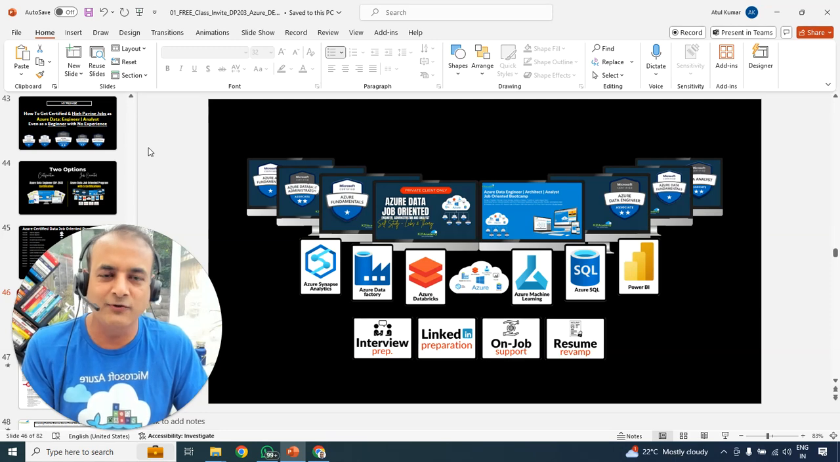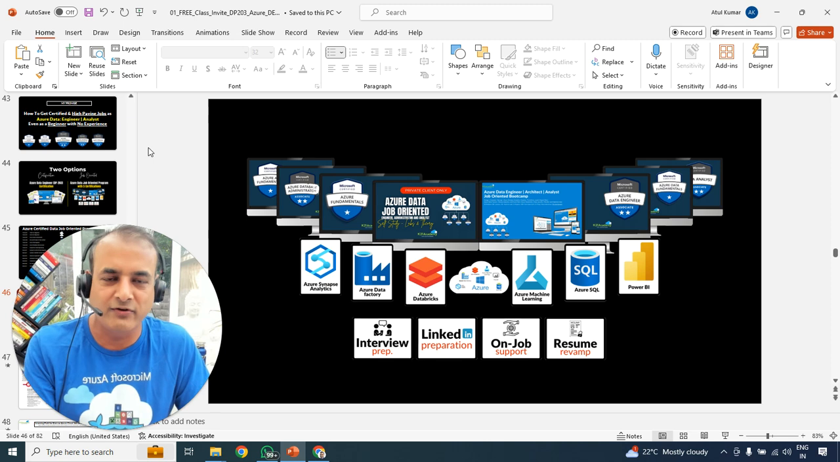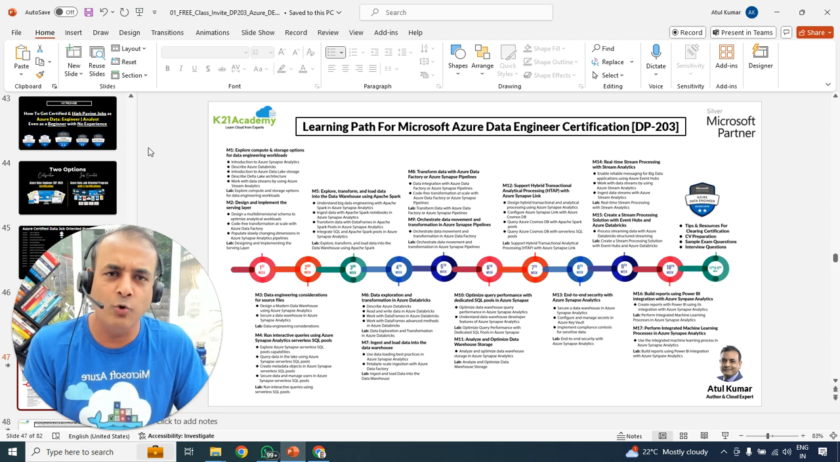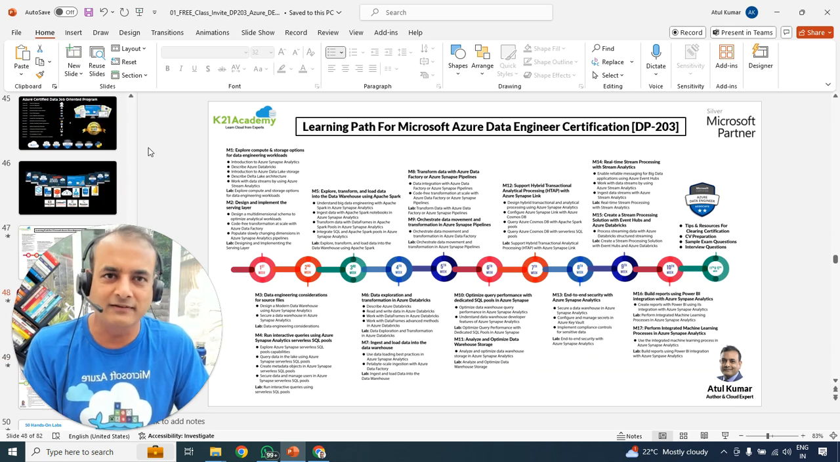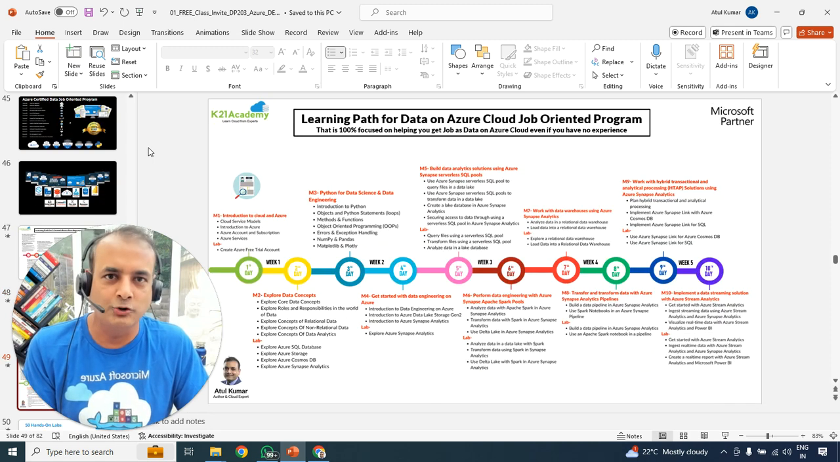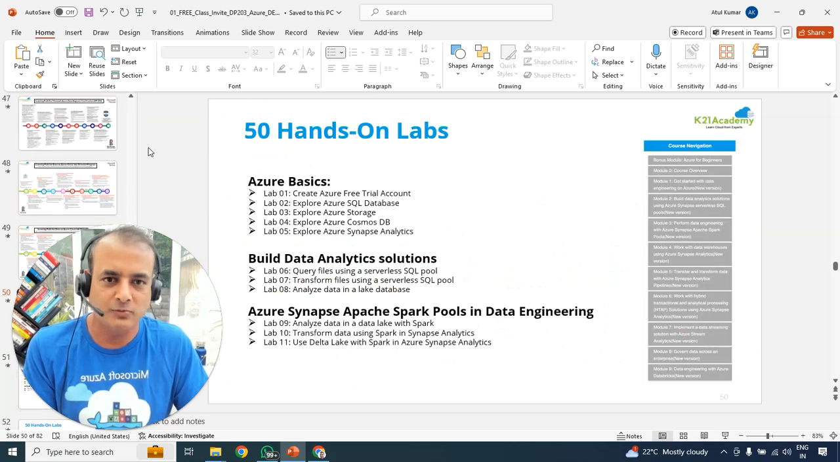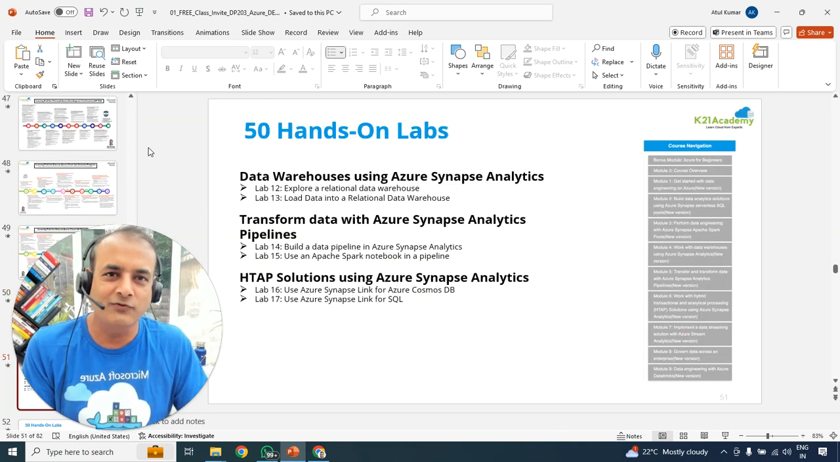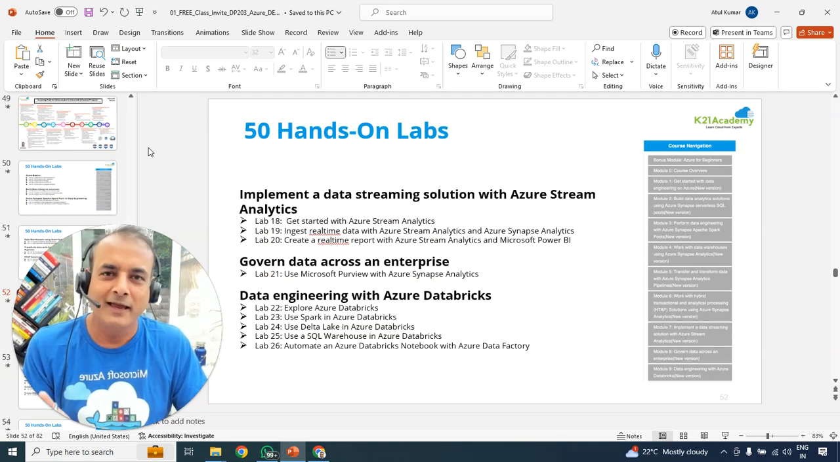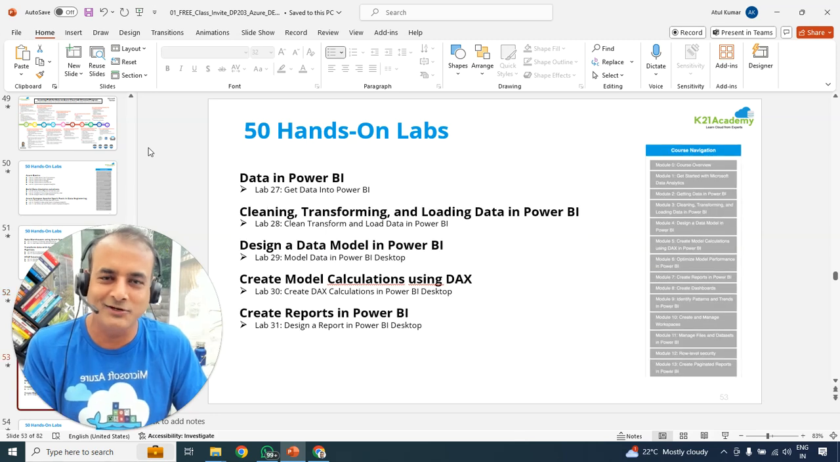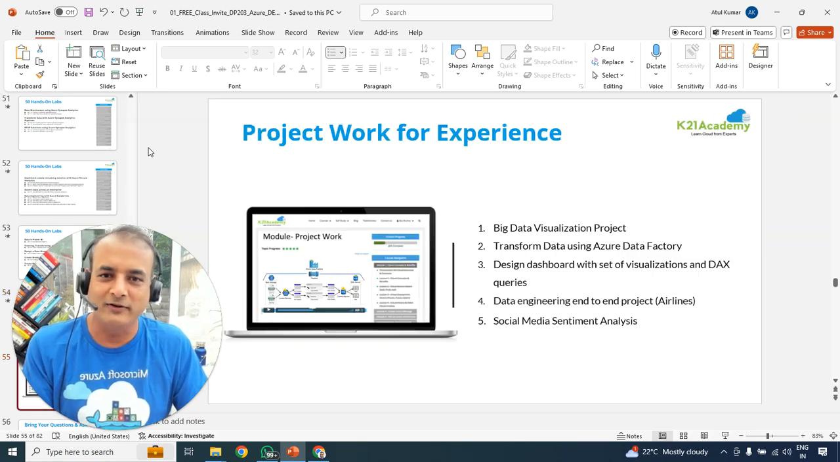This is not for everyone, only for a handful of selective individuals who are action takers and would like to earn a lot more as well. We'll give you the whole path to clear the certification as well as to get a job, a very comprehensive program, including the list of hands-on labs that you should be performing in order to not only clear the certification but also to get a job.